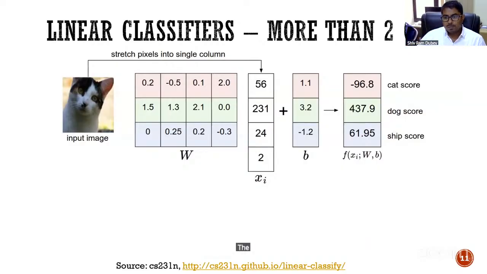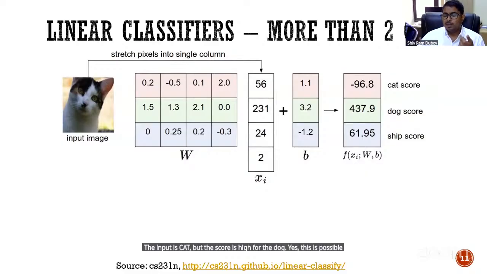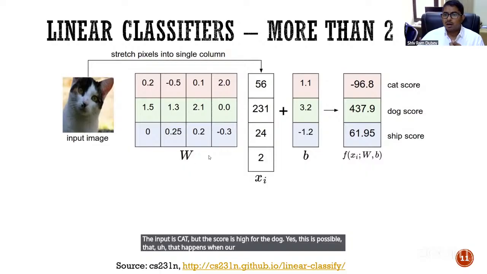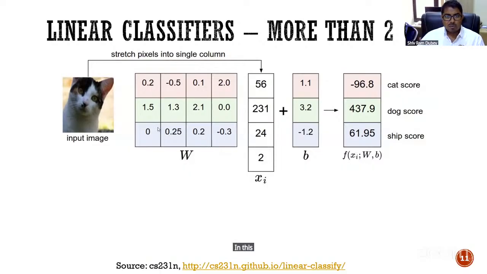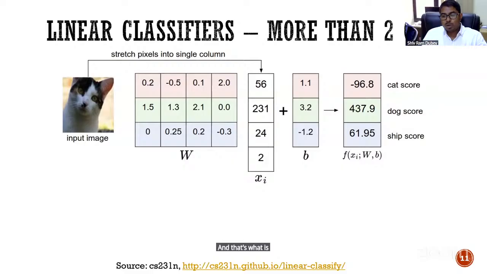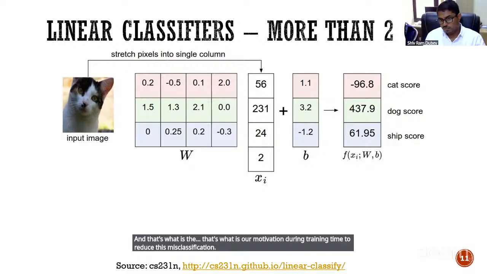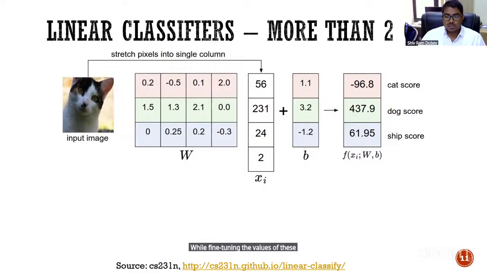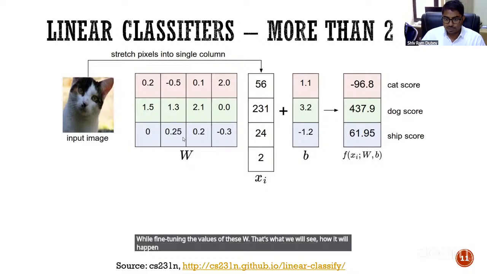The input is cat, but the score is high for the dog. Yes, this is possible. It happens when our parameters are not correct. In this particular case, our parameters are not correct. Its values are not properly trained. When the values are not properly trained, then it is possible that for any input image, we can get the highest class score for any other class, which is actually misclassification. And that's our motivation during training time: to reduce this misclassification by fine tuning the values of these W. That's what we will see, how it will happen using gradient descent.